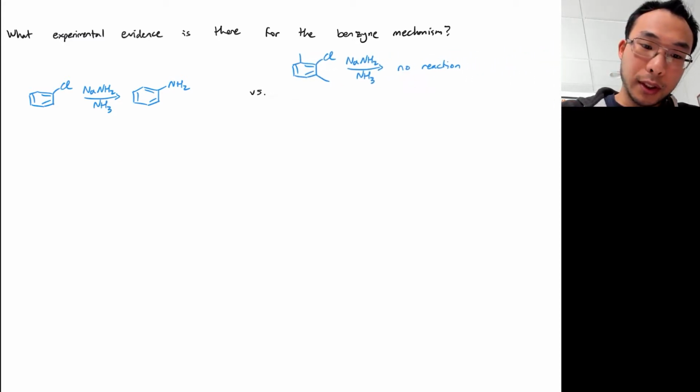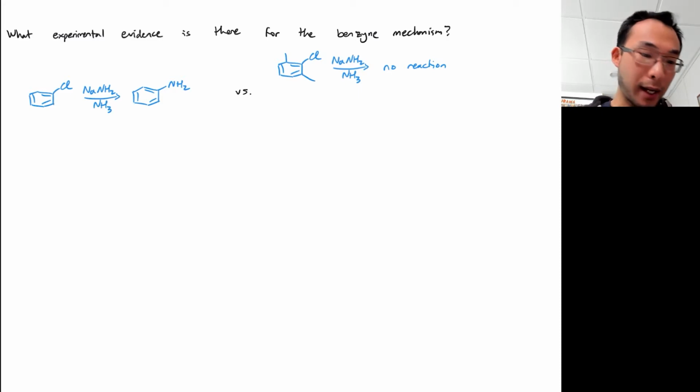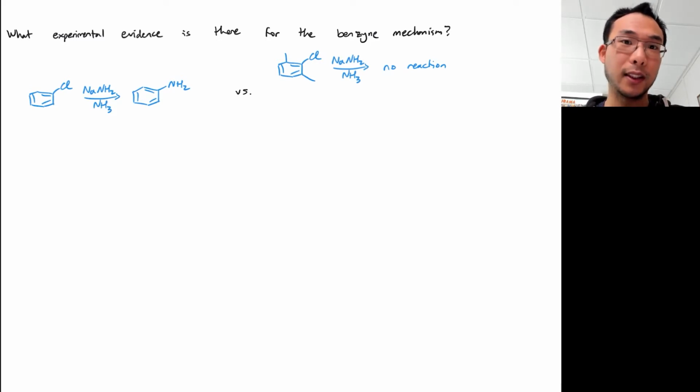So the first kind of big piece of evidence for the benzyne mechanism was that if you take the dimethyl chlorobenzene here, where you don't have a hydrogen that you can eliminate with to make a benzyne, and try to react it with sodium amide, then there's actually no reaction at all. So you don't get any substitution taking place if you try to mix these two reactants together and run the reaction. And so that's really strong evidence that there is no direct addition of the nucleophile to the ring first. Right? So this suggests that the first step should be an elimination, the benzyne mechanism.